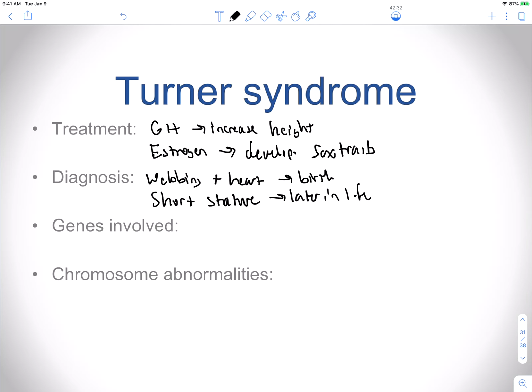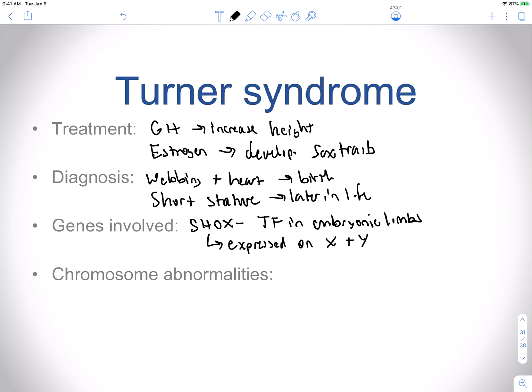Now the genes involved in this are, well, at least one gene is the SHOX gene. SHOX is going to be a transcription factor that is going to be in embryonic limbs. And so this leads to short stature. SHOX is expressed on both X and Y, and so when you only have one X, you have haploinsufficiency.